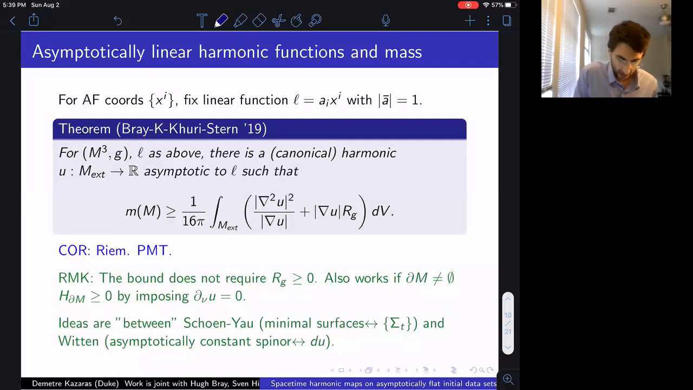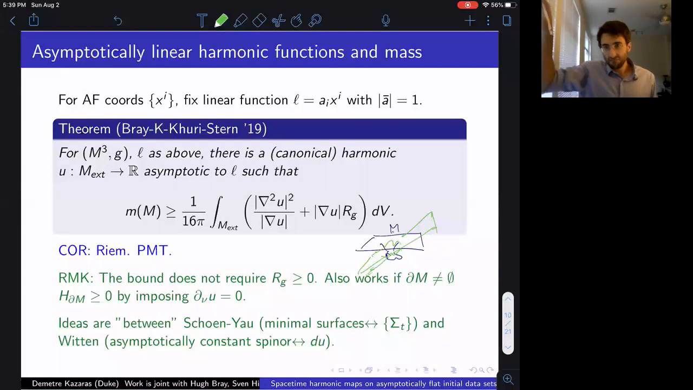So, just as a little toy picture, here you could imagine your M, and then you could imagine, as a graph, you have your function. It does something in here, and it's asymptotic, say, to a linear function. If you imagine this graph as I've drawn here, it would be like this three-dimensional plane.